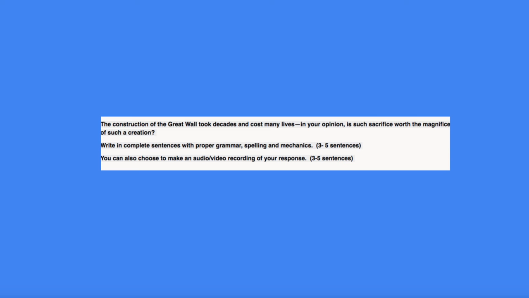Upon reflection, I feel the discussion post questions should be revised and additional instructions should be given so that all the students know what the expectations are in terms of minimum sentences in the response, along with expectations regarding grammar, mechanics, and sentence structure. So with this revision, you can see I added in that they need to write in complete sentences with proper grammar, spelling, and mechanics, and that they need to have a 3 to 5 sentence minimum.